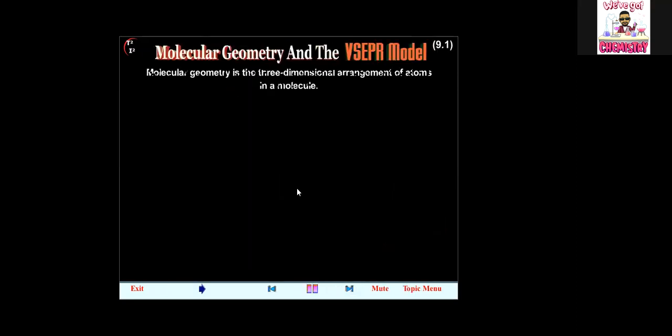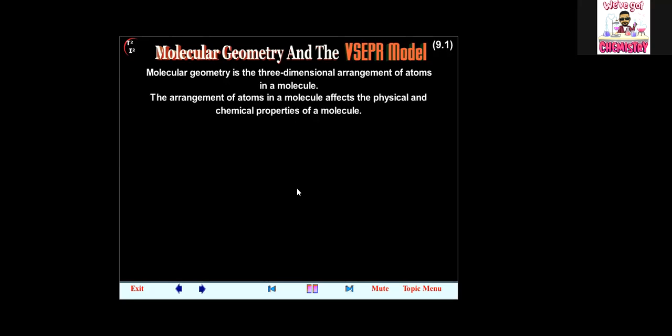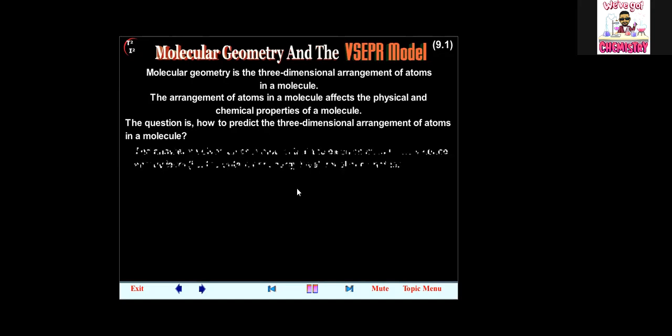Molecular geometry is the three-dimensional arrangement of atoms in a molecule. The arrangement of atoms in a molecule affects the physical and chemical properties of a molecule. The question is how to predict the three-dimensional arrangement of atoms in a molecule. The answer involves an assumption that the electron pairs in the valence energy level repel one another.